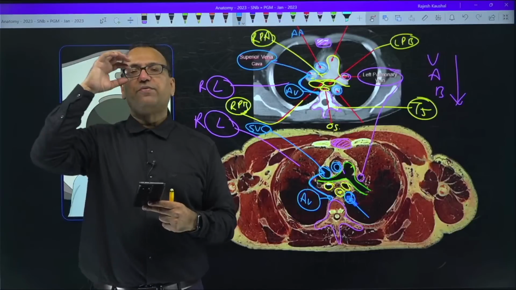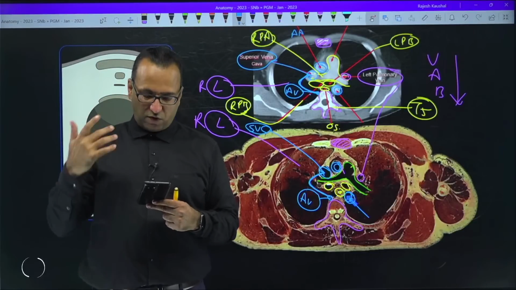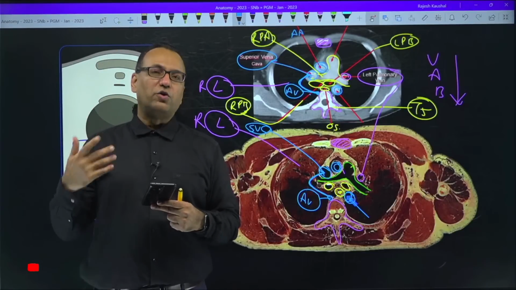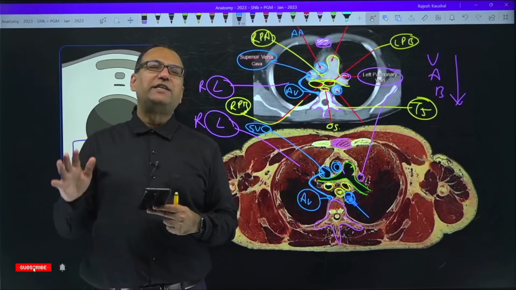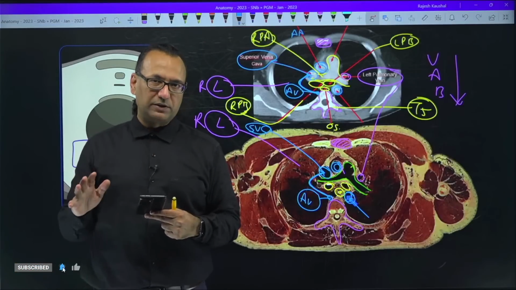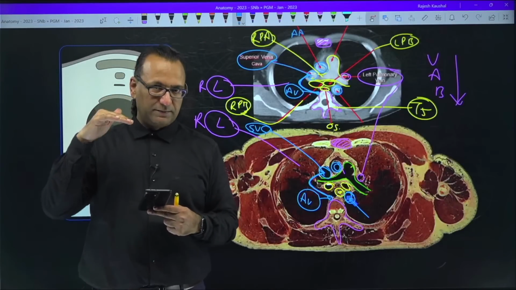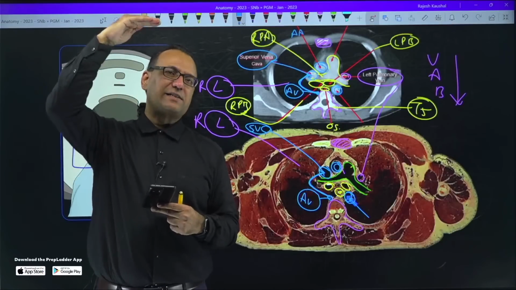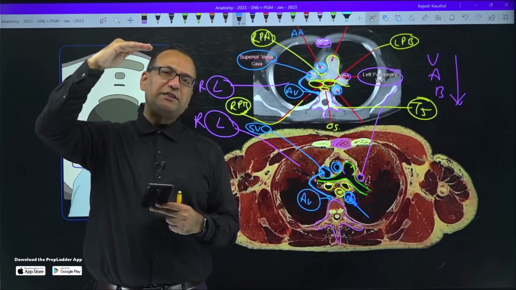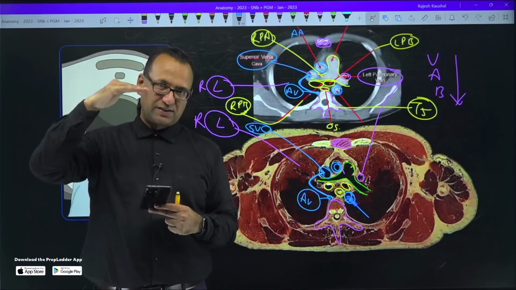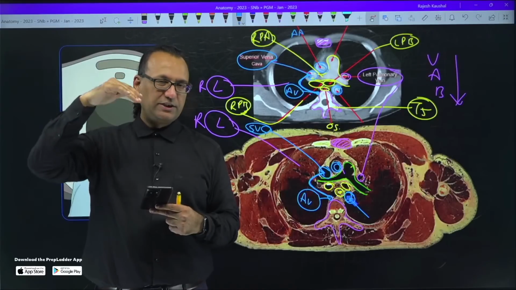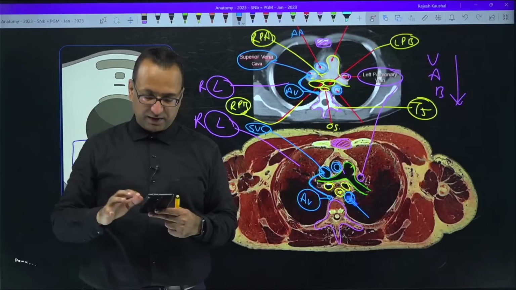These sessions can be for FMGE as well, for NEET PG, for USMLE. I don't discriminate between any of such exams, though the levels will be USMLE is highest level, NEET PG is at a lower level, FMGE is still at a lower level, but I teach all of them in the same way.